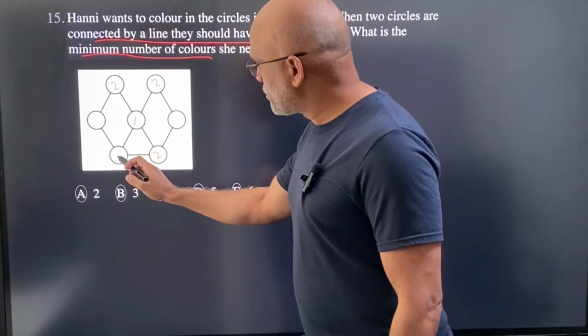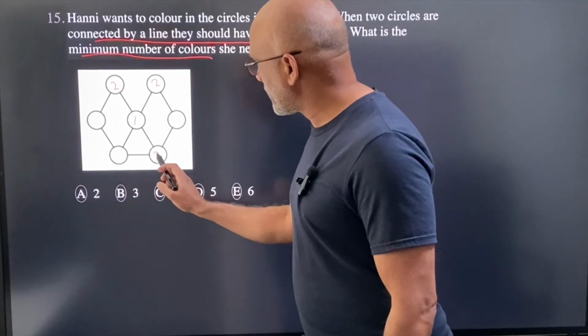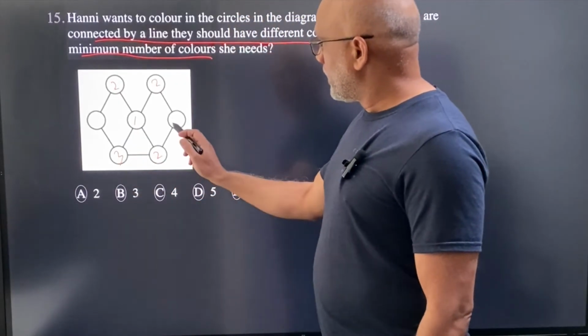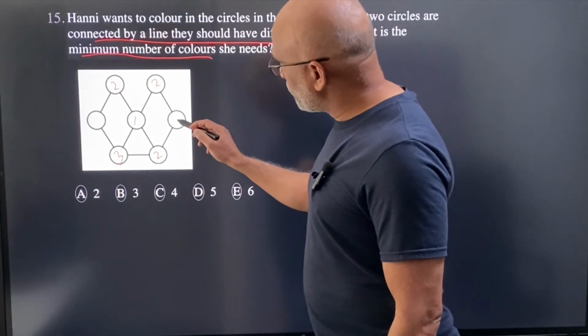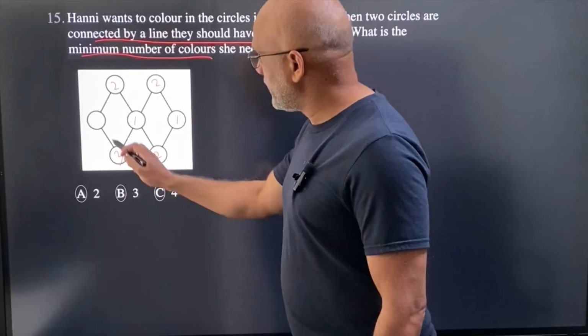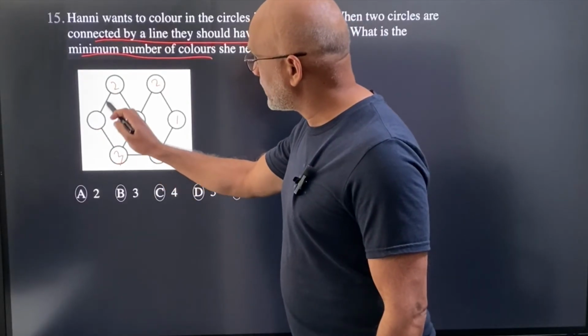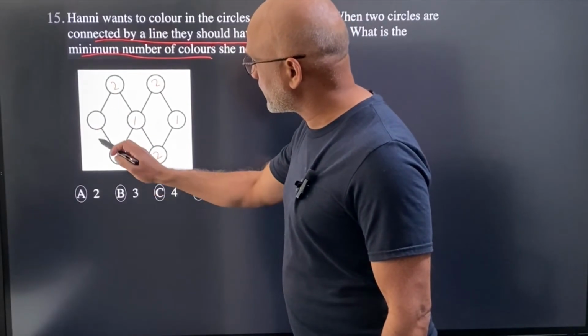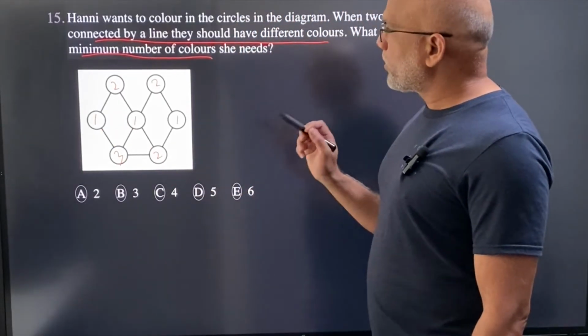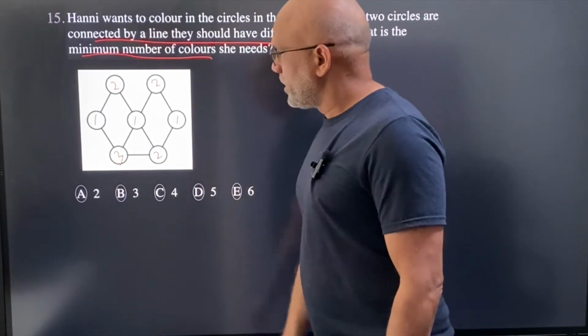Here can I use 2? No, because these 2 are connected. So this cannot be same as these 2. So this has to be a 3. Now here it cannot be a 2, but it can very well be 1 because these are not connected. Here again it cannot be a 2 because this is connected. It cannot be a 3 because this is connected, but it can very well be 1. So the minimum number of colors I need here is 3, right?